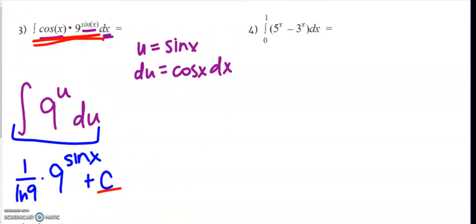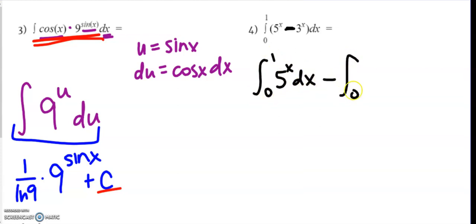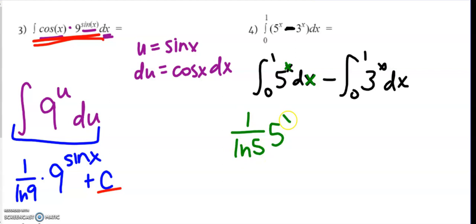All right, number 4. Only difference here is that I have two terms separated by subtraction. So when I get started, I'm going to split that up. I'm going to have the integral from 0 to 1 of 5 to the x dx minus the integral from 0 to 1 of 3 to the x dx. Look at this, the variable expression matches my variable of integration. So this is just going to be 1 over the natural log of 5 times 5 to the x. I don't need a plus c. I need to evaluate between 0 and 1. Come back to that in a second.